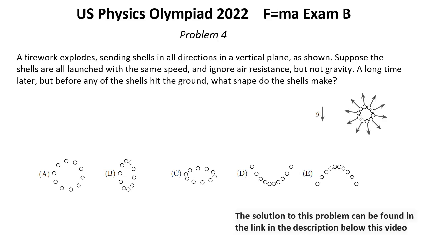Solution for problem number 4. In the absence of gravity, the shells would always form a circle. Adding gravity simply shifts all of these locations downward by gt squared over 2. So the shape is still always a circle, which is answer A, and that was solution for problem number 4.